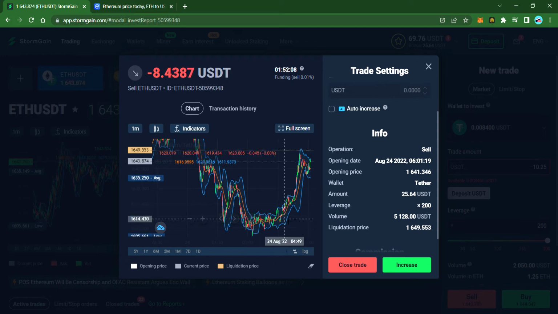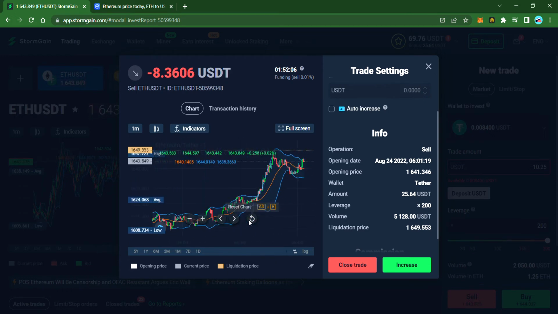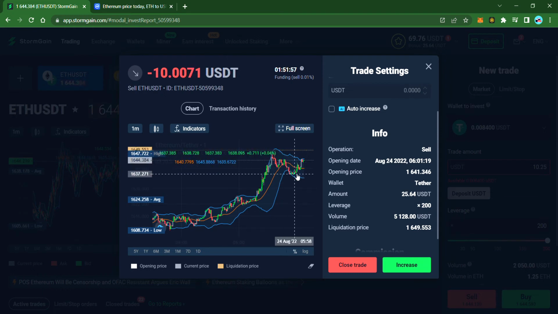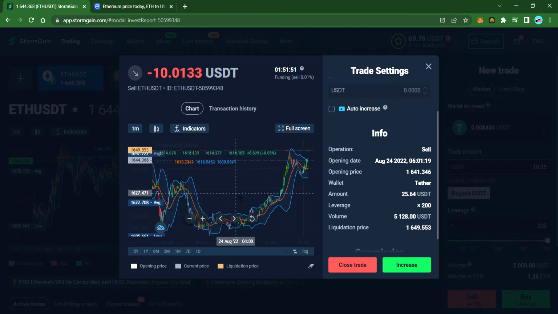Why am I not closing this position? Because as you can see, there's a strong move already at this point. It's like the market reversed. So what I'm doing is I'm expecting this to go downtrend.